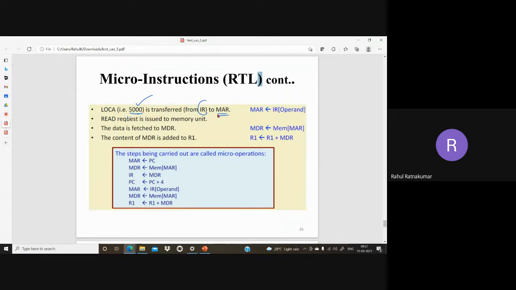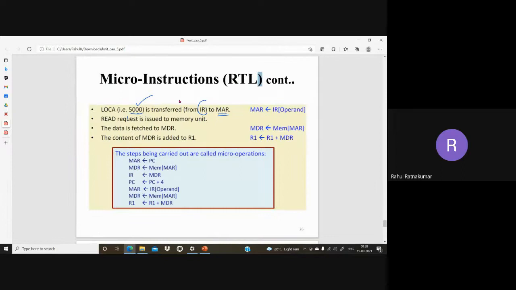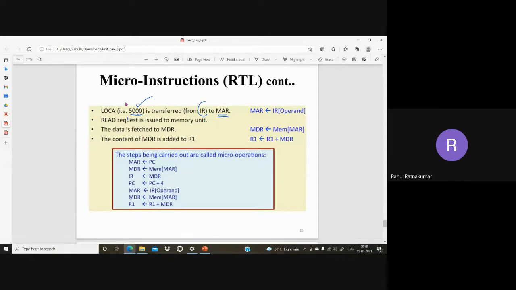Now you can see again, while executing the instruction, within the add instruction there is a location A. Now location A, we know it is 5000. So again, while executing the add instruction, we need to fetch from the memory. While it is executed, the location 5000 is transferred to the MAR because we need to take the data again for addition. So the data in 5000 has to be retrieved, so 5000 has to go to the MAR.